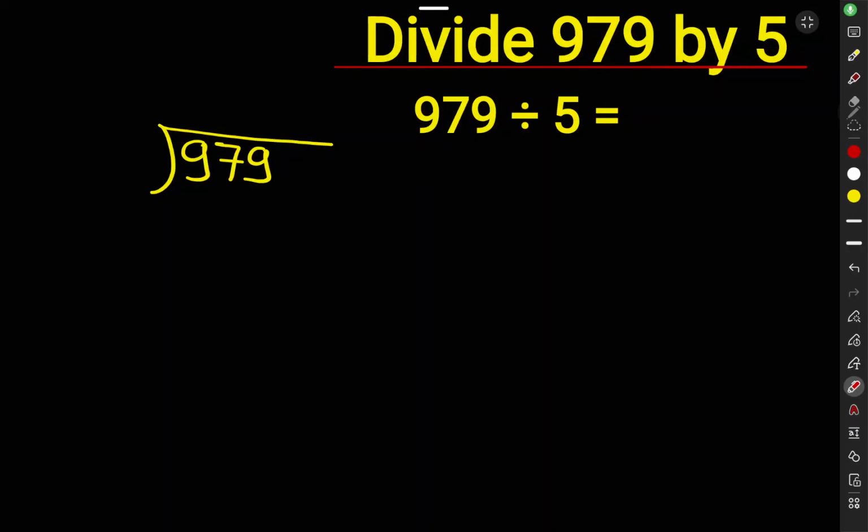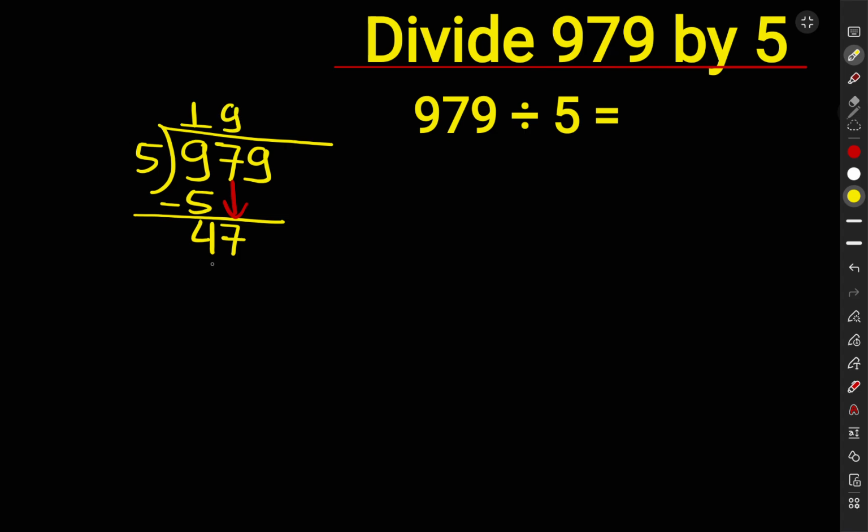We divide 979 by 5 in long division method. 5 times 1 is 5. On subtracting we get 4. So now we put down this 7 and it is 47.